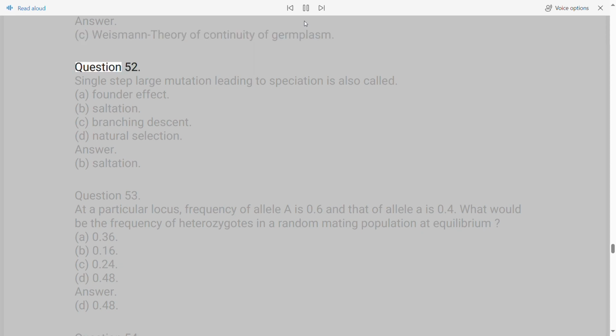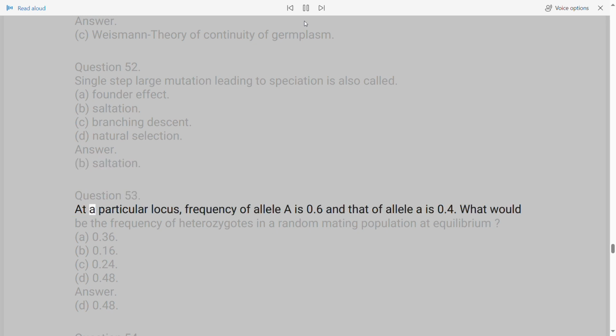Question 52. Single-step large mutation leading to speciation is also called A. Founder effect, B. Saltation, C. Branching descent, D. Natural selection. Answer. B. Saltation.